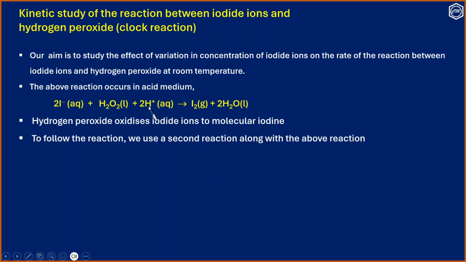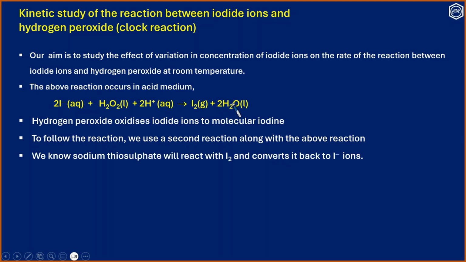In order to follow this reaction, we use a second reaction along with the first one. We know that sodium thiosulfate will react with iodine and convert it back to iodide ions. So iodine plus sodium thiosulfate gives iodide ion, and thiosulfate is converted to tetrathionate.